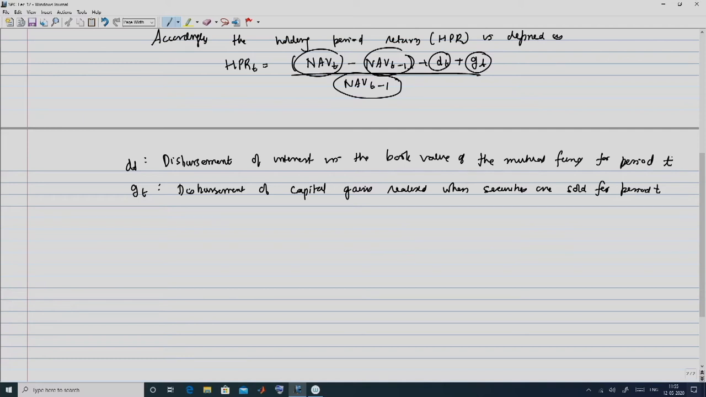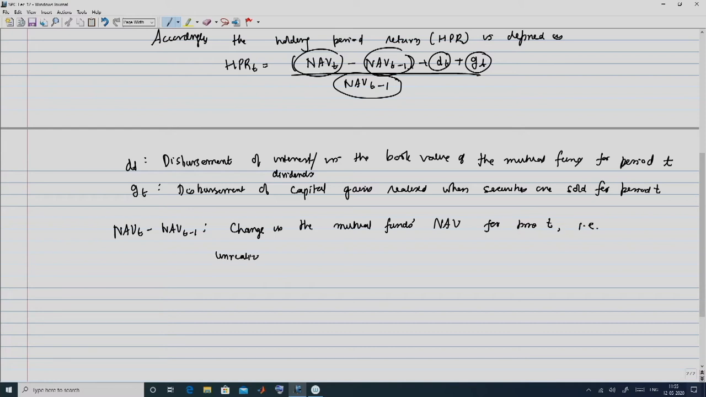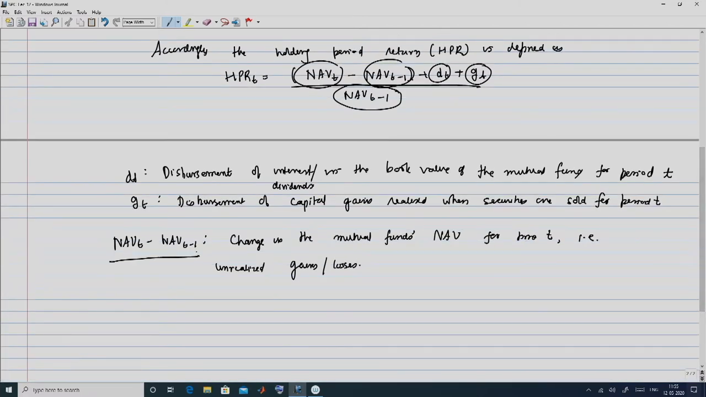Disbursement, this also I specify for period T, and this is not only interest, it could also mean dividends. And this NAV T minus NAV T minus 1, this is the change in the mutual fund's NAV for time T. So this is the unrealized gains or losses. So just to go through this again, NAV T minus NAV T minus 1 is going to be the change in the mutual fund's NAV in the intervening period T and T minus 1.